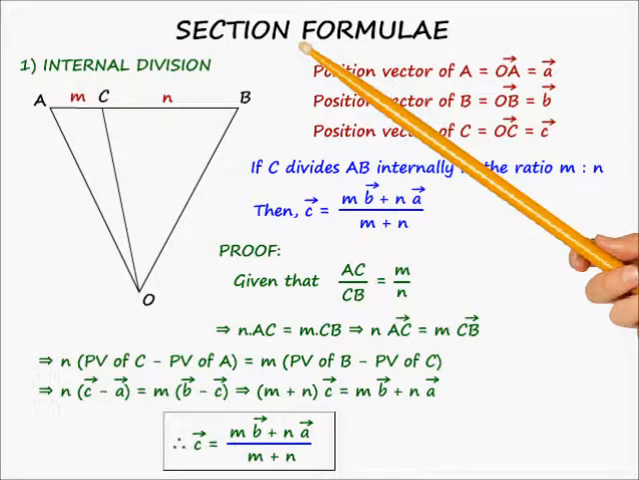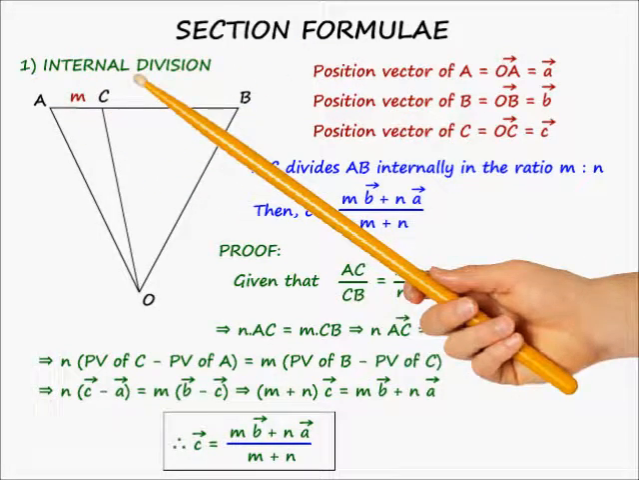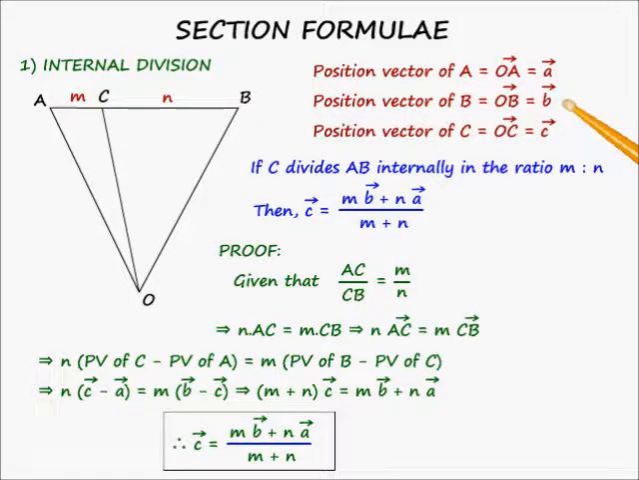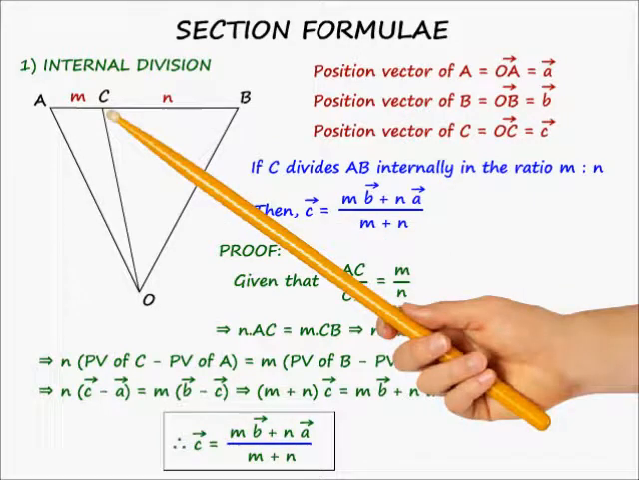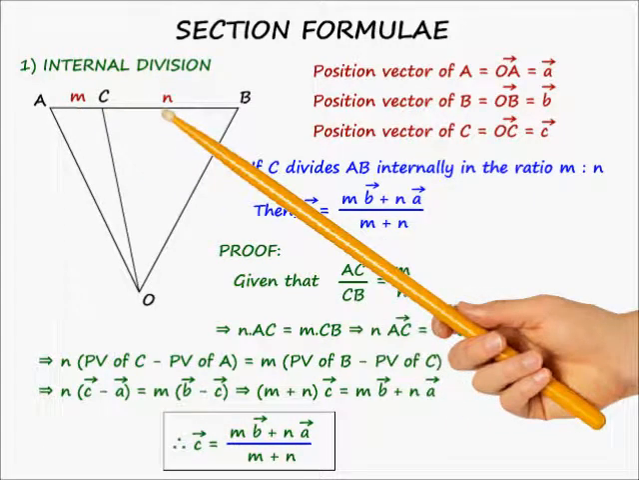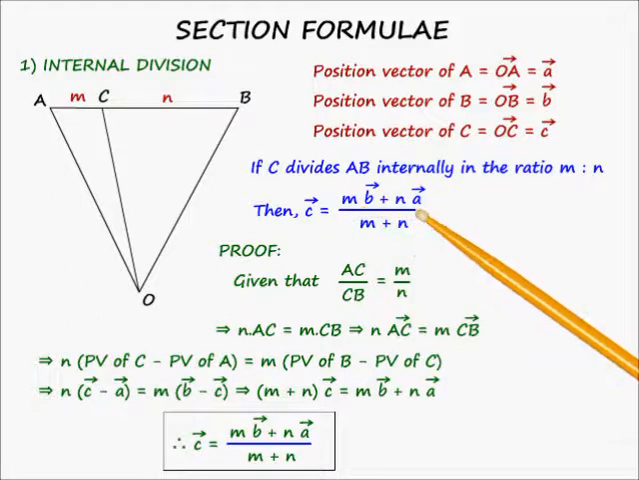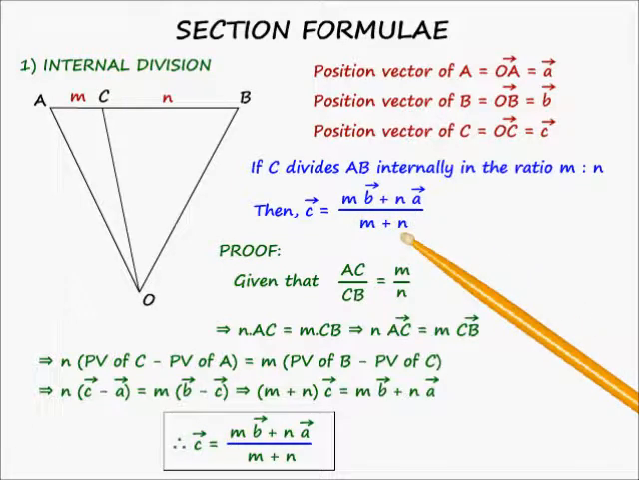Section formula. 1. Internal division. Let A and B be two points with position vectors A and B respectively, and C be a point dividing AB internally in the ratio m:n. Then the position vector of C is given by C equal to (mB plus nA) divided by (m plus n).